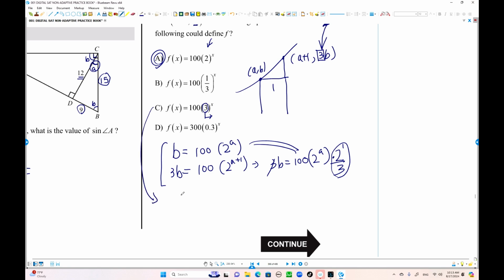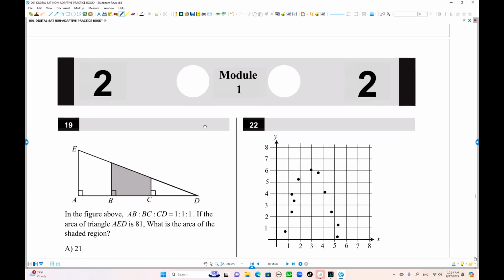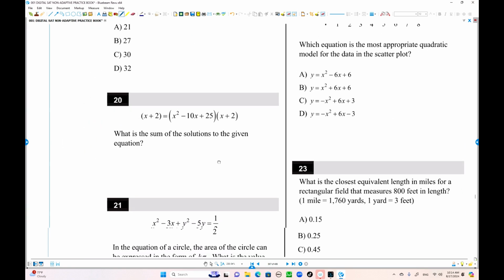Okay, try choice C. B equals 100 times 3 to the A. 3B equals 100 times 3 to the A plus 1, which is times 3 to the 1. When you divide by 3, we get exactly the same number. B equals 100 times 3 raised to A, and the second one is also 100 times 3 raised to A. So choice C is the answer. But it takes time. If you know that an exponential function, increasing or decreasing, is a geometric sequence, they act exactly the same. Here is number 20.